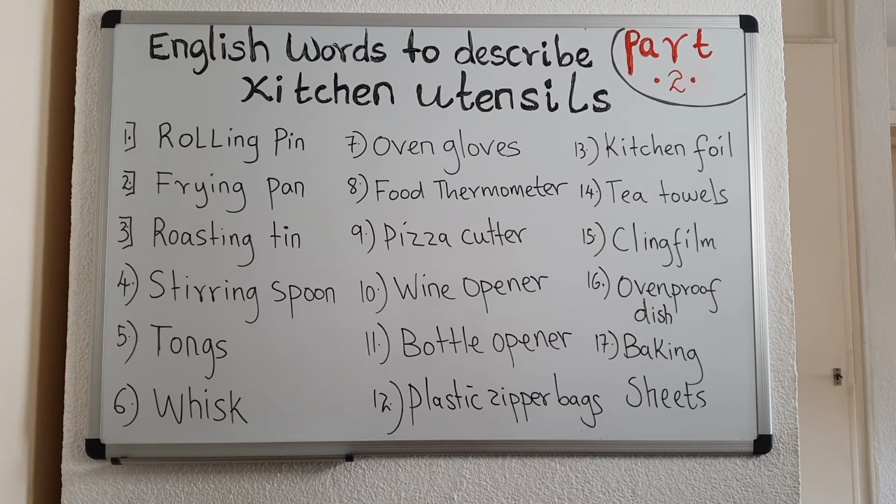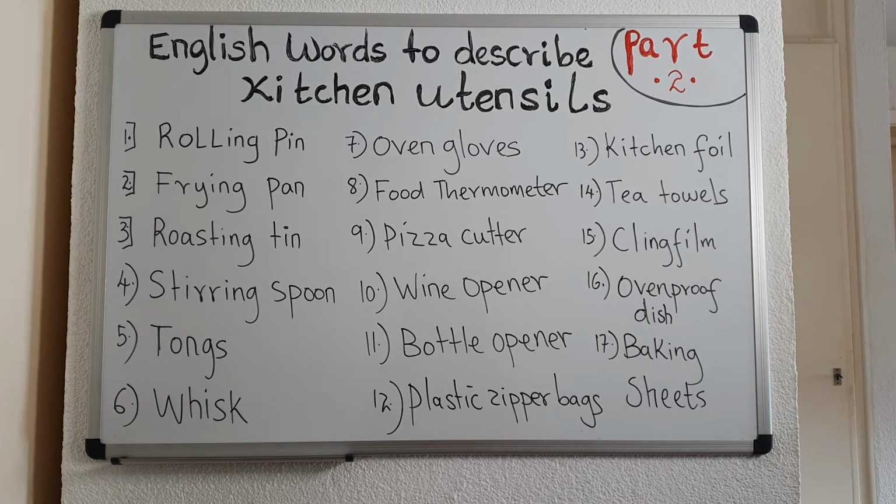The next word is whisk. Whisk. Now, a whisk is what we use when you want to break, for example, an egg. You want to fry an egg and you break the egg inside a bowl and you want the egg to be completely blended. So what you do is you beat it up with a whisk. A whisk. Okay?